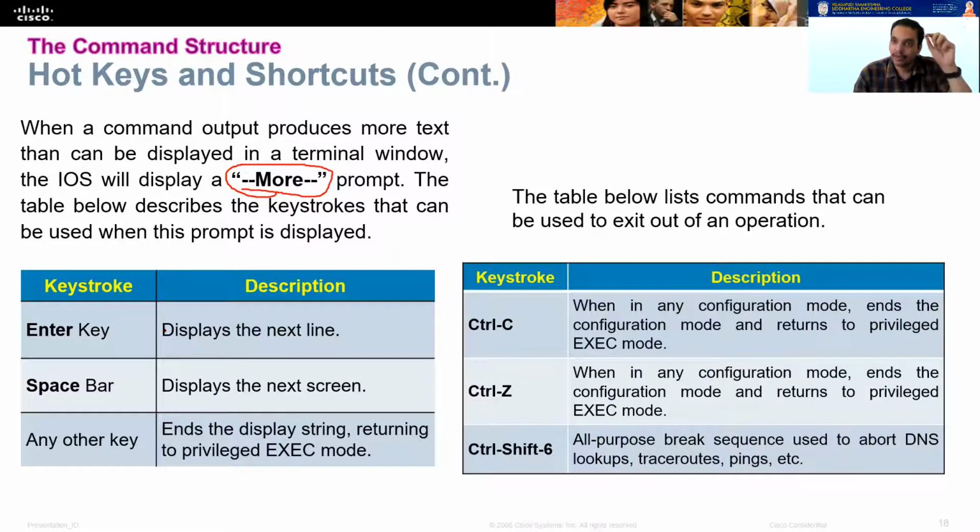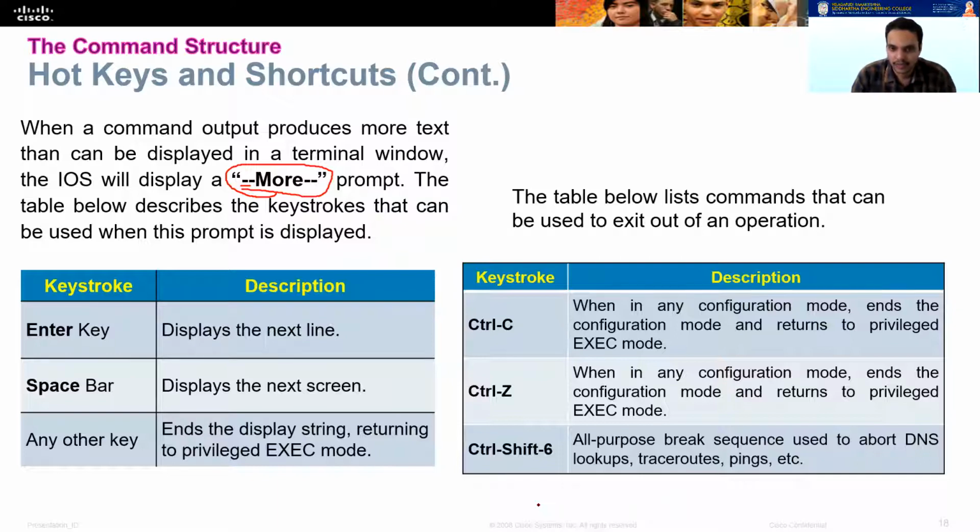Remember these things when you type in the question mark, and sometimes when you want to see all the commands, it will not be shown on one particular page. To scroll down, you will see a small notification saying there is more left, the hyphen more hyphen. When you see this, you should understand that there is some more data to be seen. In that case, you simply press the enter key, which will show you the next line. Or if you press the space bar, it will show you the entire next screen. And any other key will come out of that particular window.